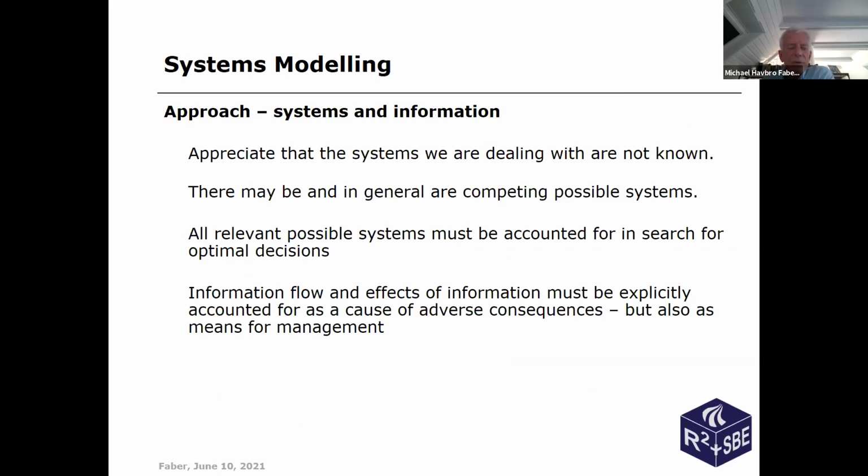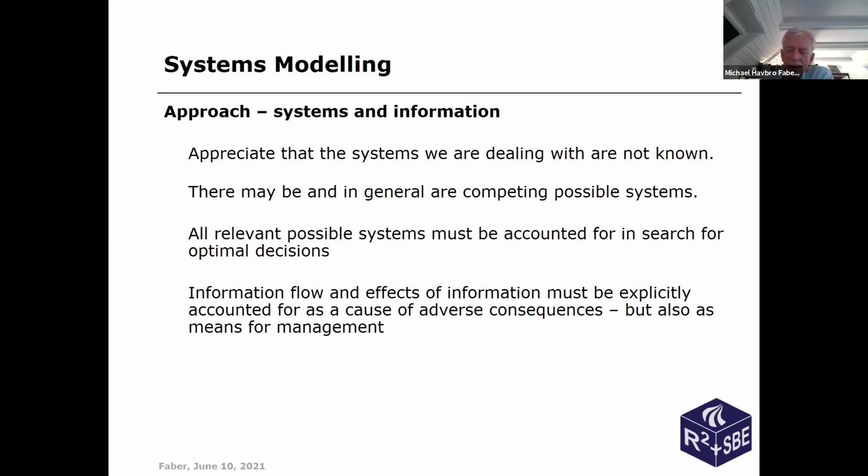So the general perspective is that in principle, we don't really know the systems, the structures, infrastructure systems, the monitoring devices, and so on. We cannot claim that they are known. We have a good idea about what they are, but in general we don't for sure know. And there may be, and in general are, competing possible systems which are explaining what we see and what we observe by devices and instruments. And in principle, all possible systems have to be accounted for.